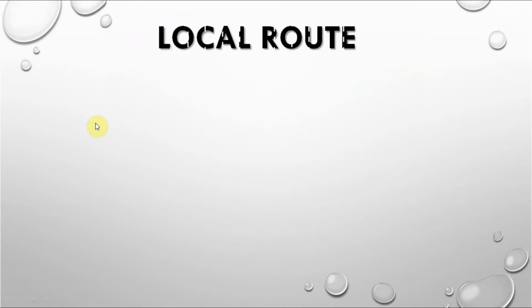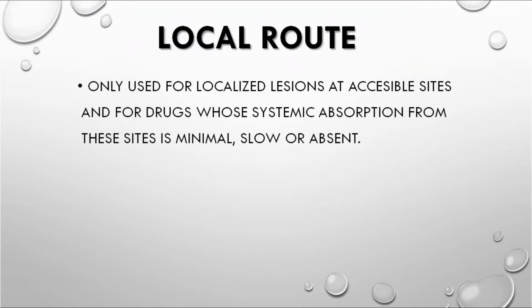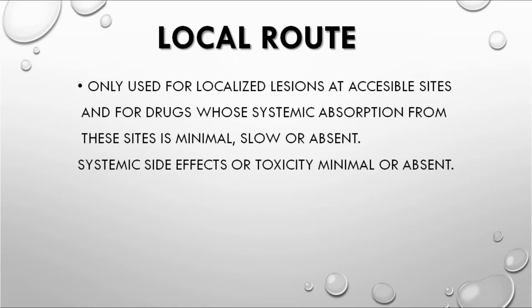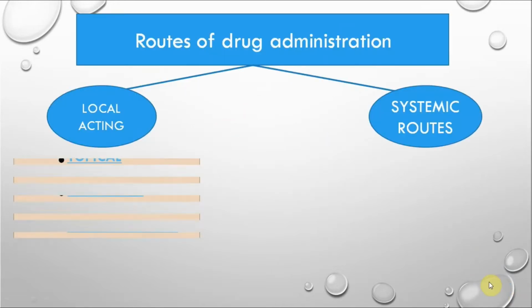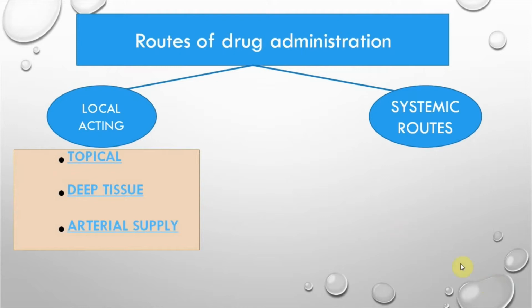Starting with local acting, used only for localized lesions at accessible sites, and their systemic absorption from the site is minimum, slow or absent. Therefore, systemic side effects or toxicity is minimum or absent, and higher concentration is attained at the desired site. It is of three types as topical, deeper tissue and arterial supply.